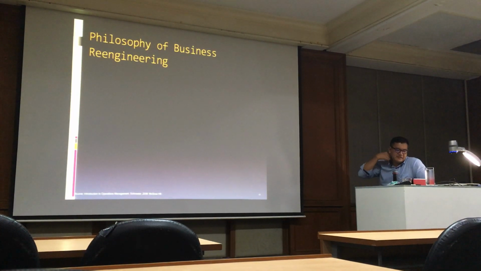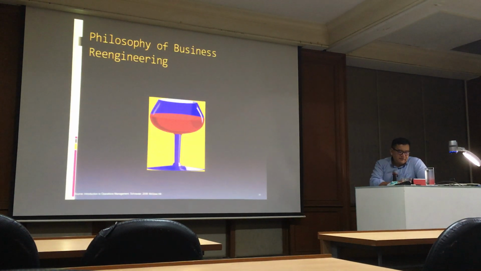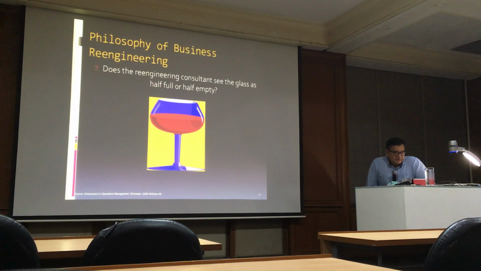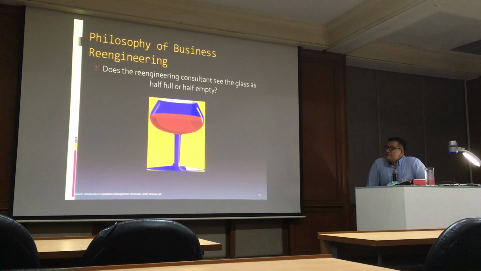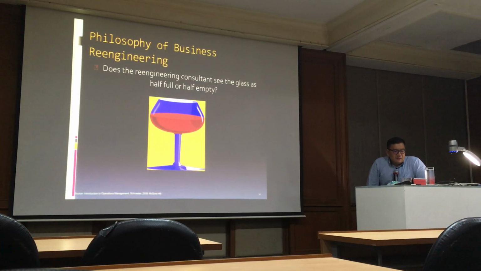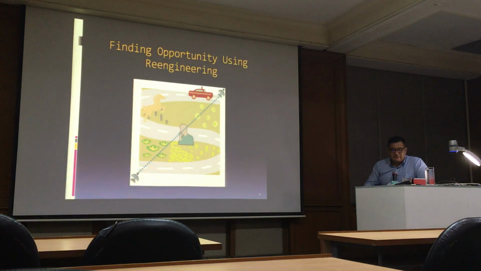For example, for business re-engineering, if I ask you, does the re-engineering consultant see the glass as half full or half empty? No. They might think, is this not wine? What is the liquid in here? Maybe it's at the wrong side of the glass of wine, something like that. So they don't look at the same vision as usual. It's more clearly about the philosophy of re-engineering.